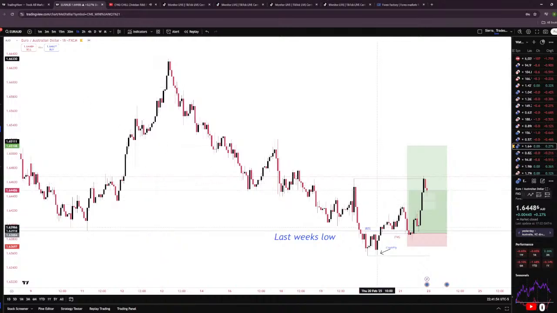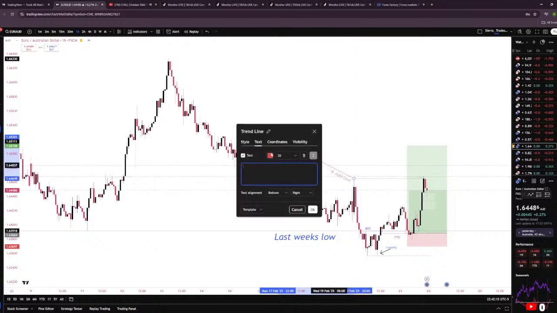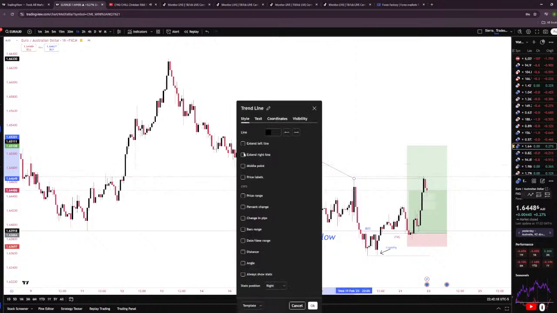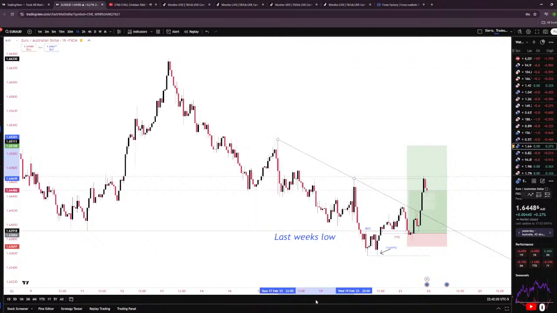here, and we have one. Come on, what are you doing to me? Got 1, 2 points. All right, so trend line, we have our 2 points. Price broke out of this trend line.